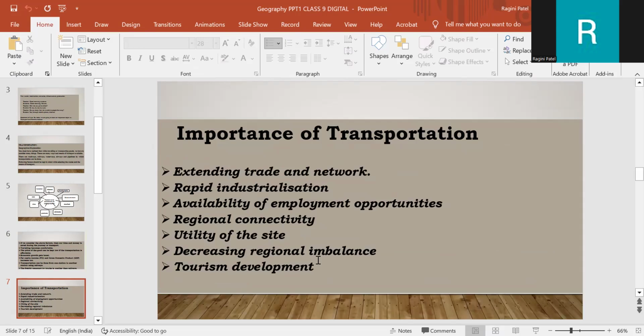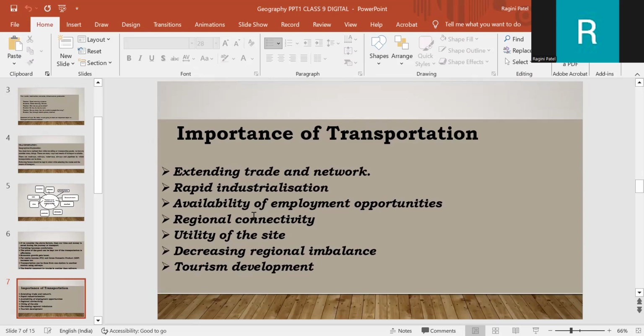Next slide. Importance of transportation. Extending trade and network, rapid industrialization, availability of employment opportunities, regional connectivity, utility of site, decreasing regional imbalance, tourism development. Transport plays a major role in national development. It helps in expansion of trade and network, rapid industrialization, employment generation, regional connectivity, development of tourism, reducing regional imbalance. Thus, transportation helps in maintaining national unity.